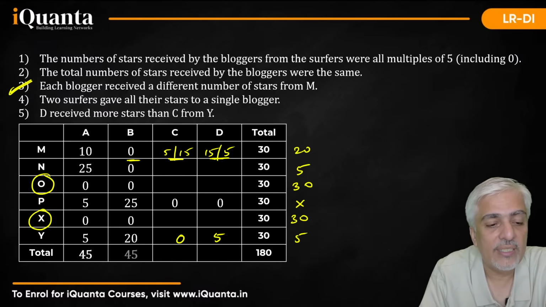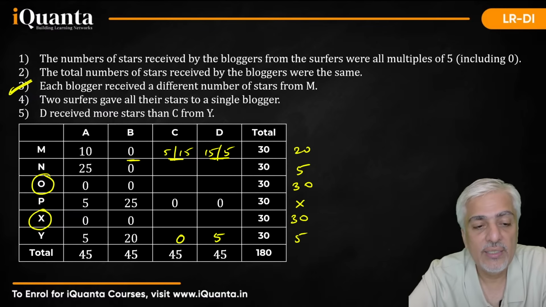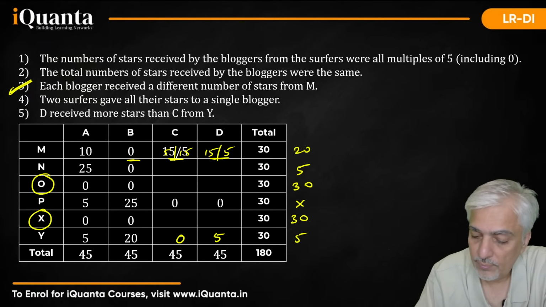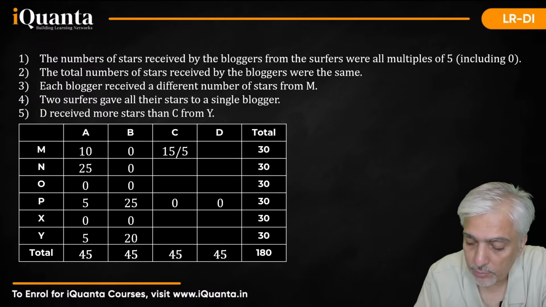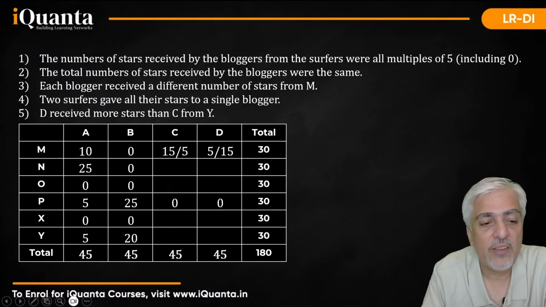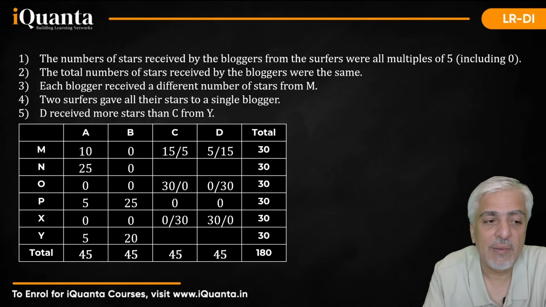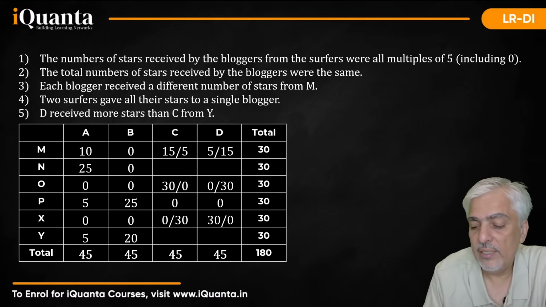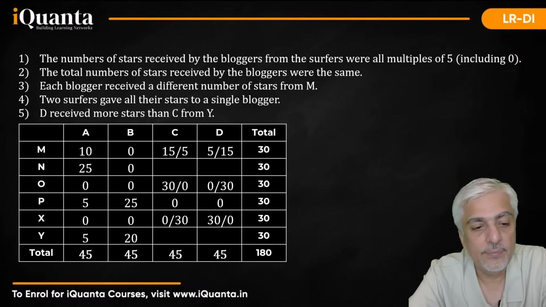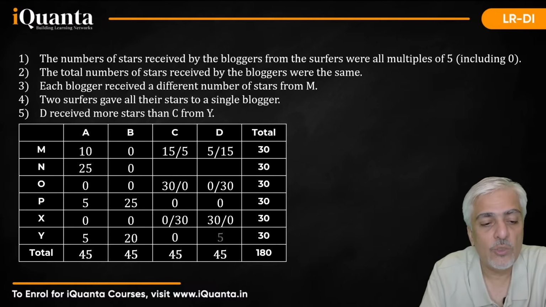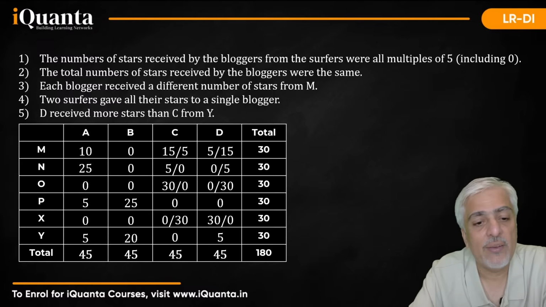We also had been told that the vertical total is same. We also had been told that this was all 45, 45, 45. So that was very important. That was going to be our key to start getting other values. So I'll just clear this out for you. So as we said, 15, 5, 5, 15. Here 30, 0, 0, 30 or 0, 30, 30. Because both of them have done that. Two surfers. Okay. Now. And this we already know is 0, 5. So this can be 5, 0 or 0, 5 because only 5 was left.